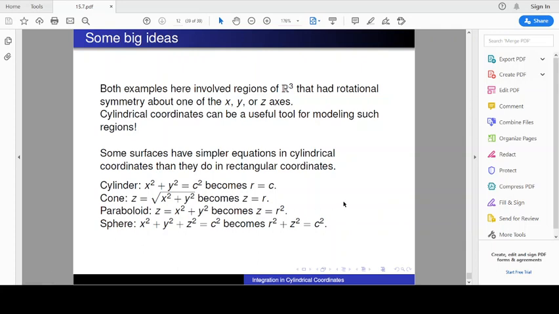Which is why, when we come back in the next talk, we're going to meet spherical coordinates, which are super important, and they're also very nice to model spheres with. So stay tuned for then.